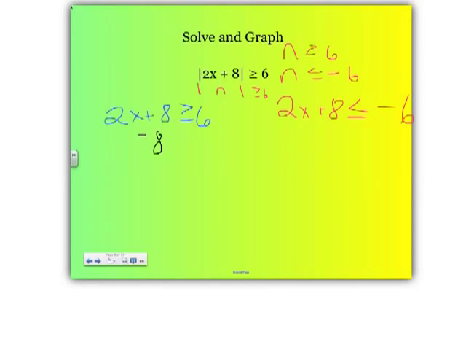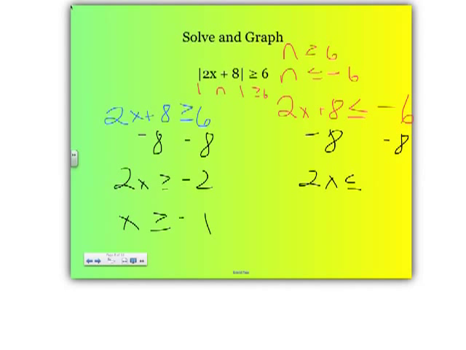So, if I figured this out, I would find that 2x is greater than or equal to negative 2, which would just mean that x is greater than or equal to negative 1. And over here, I'll find out that 2x is less than or equal to negative 14, and x is less than or equal to negative 7.